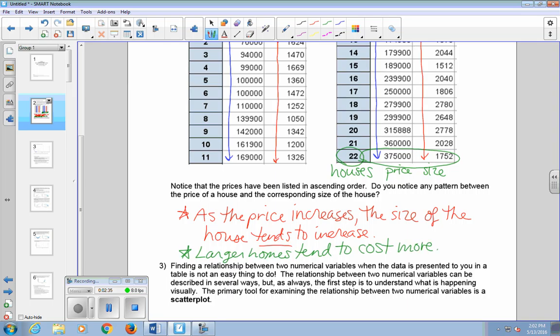All right, number 3, finding a relationship between two numerical variables when the data is presented to you in a table is not an easy thing to do. This is very similar to what we saw in Chapter 2. The relationship between two numerical variables can be described in several ways, but as always, the first step is to understand what is happening visually. The primary tool for examining the relationship between two numerical variables is a scatter plot.